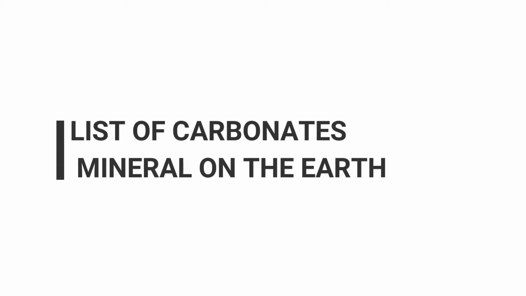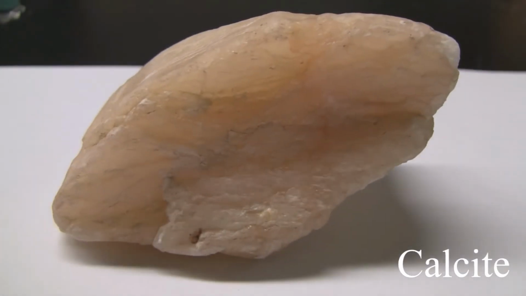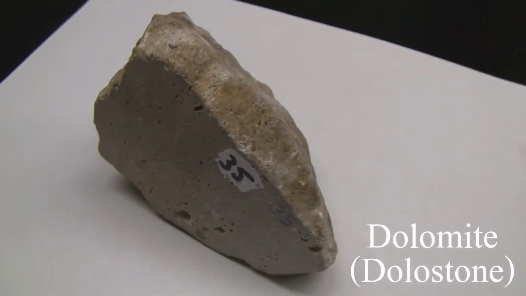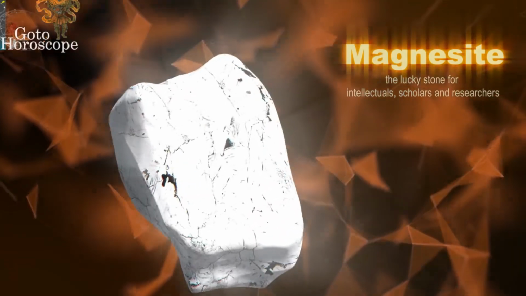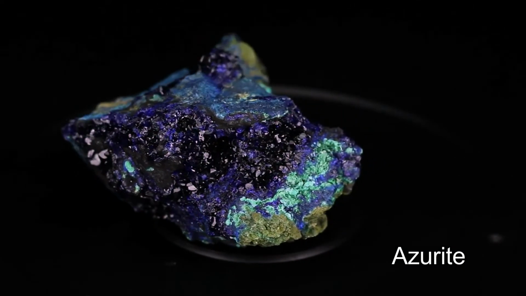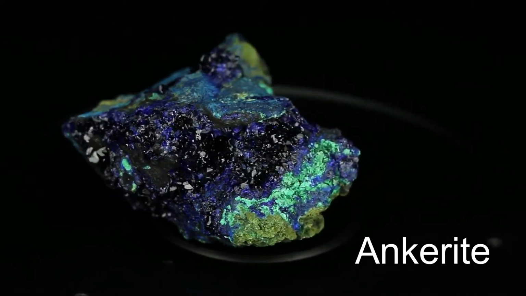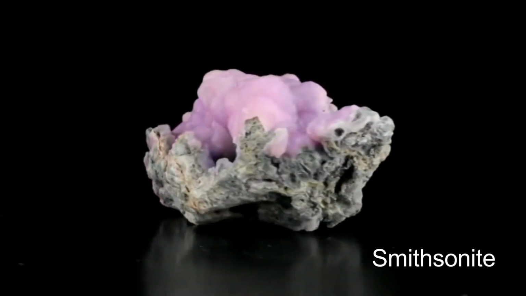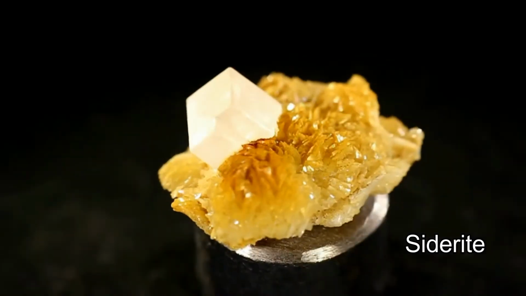Back to the Earth. Metal carbonates that are naturally formed include calcite, dolomite, magnesite, azurite, ankerite, cerussite, smithsonite, and siderite.